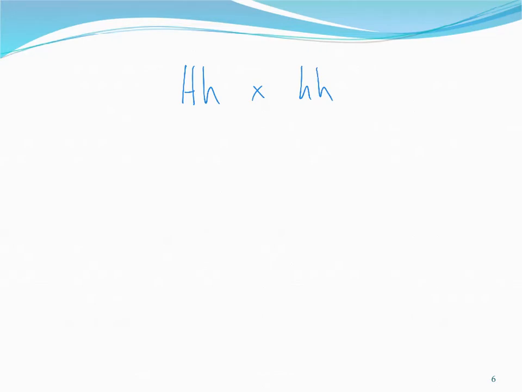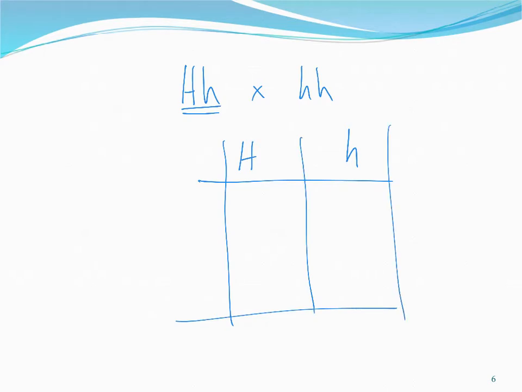So again, to set up our Punnett square, I'm going to take the first parent, and I'm going to put the gametes that would come from their genotype, which would be one capital H or a lowercase h. Those would be the only possibilities that would go into their gametes. The second one, this homozygous recessive, would be little h and little h.